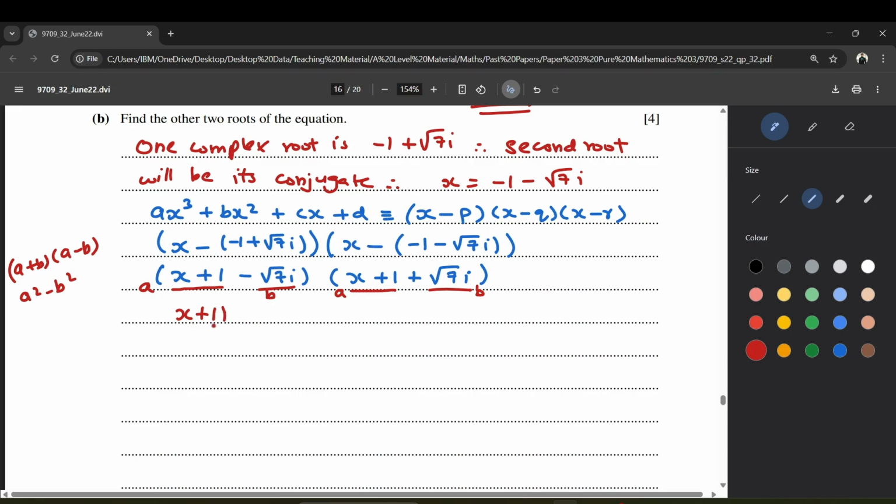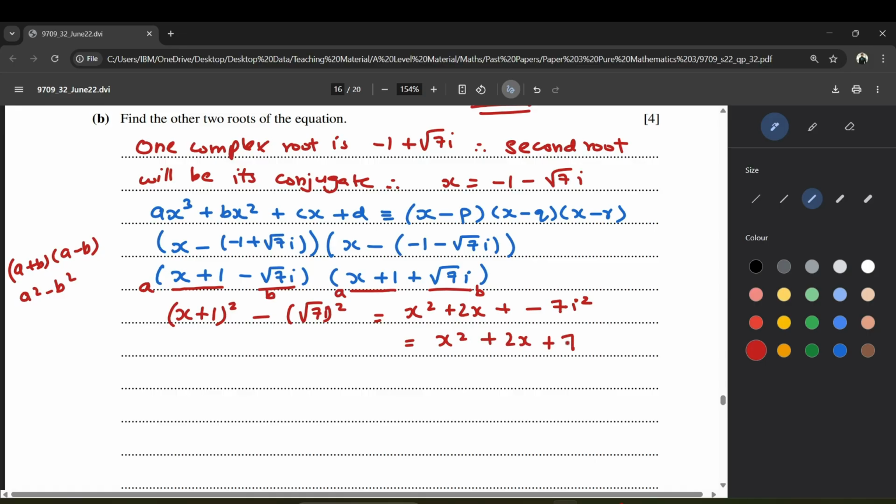in the form A square minus B square. Okay, so root 7i, that is your B and whole square. When I do this, x plus 1 whole square will be x squared plus 2x plus 1 minus root 7 whole square becomes 7, and I square itself is minus 1, so minus minus, that will give you plus.